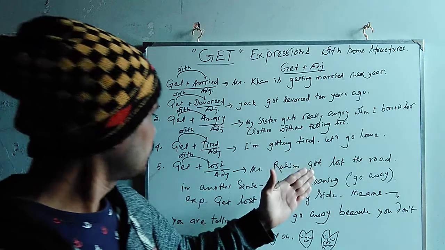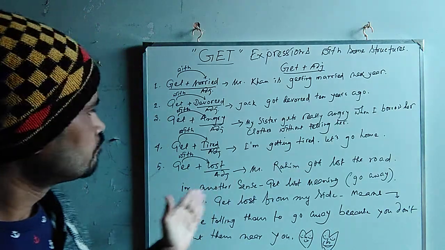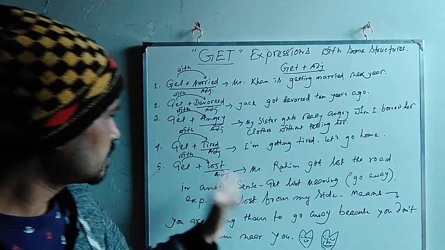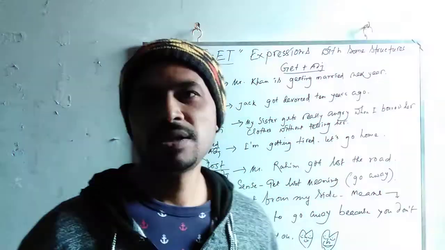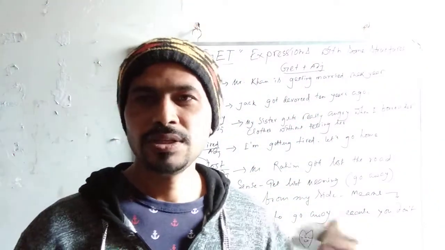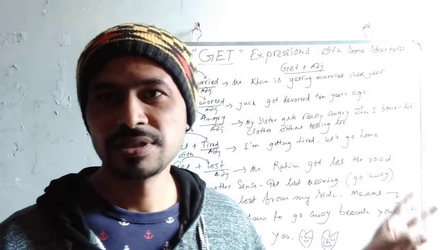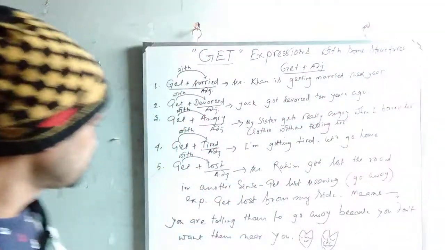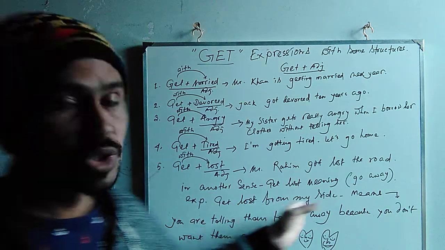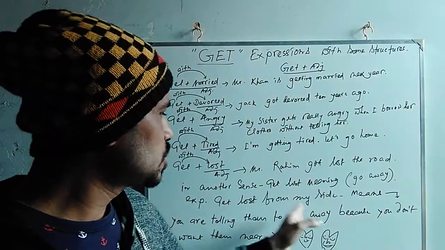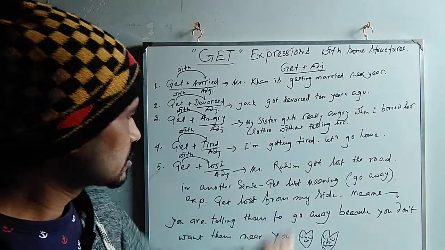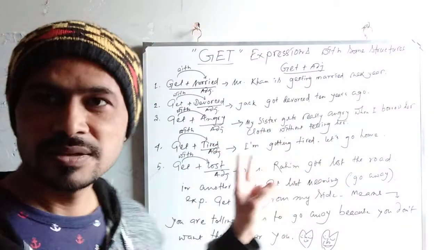So the next sentence would be: Mr. Rohim got lost on the road. In another sense, get lost means go away. When you use get lost, the phrasal verb, I think it has two concepts, two senses. The example, get lost from my side, means you are telling them to go away because you don't want them near you. That means get lost.